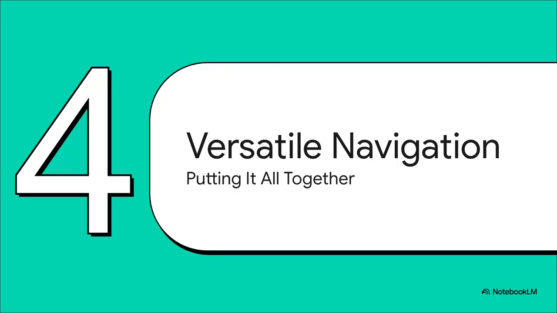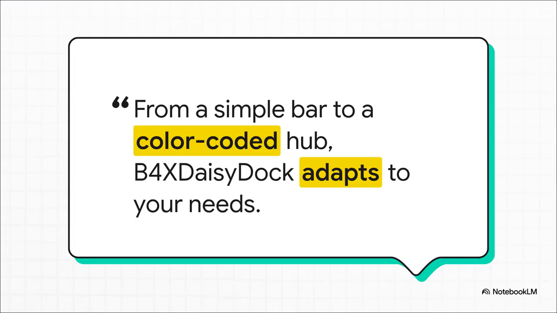So let's kind of wrap this up and put it all together. We've seen how you can control the size to make it responsive, you can customize the style with shadows and corners, and you can dynamically manage every single item with disabled states and these awesome semantic colors. This quote really just nails it, doesn't it? Whether you need something super simple and minimal or you need a complex, color-coded hub that talks to your user, this component is built to be flexible and just adapt to whatever your project throws at it.